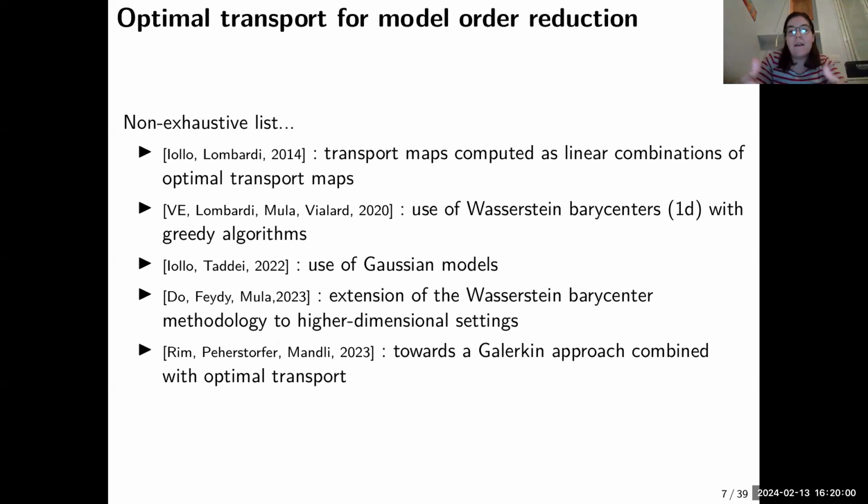Just to mention that there is a vivid activity in the field of reduced order modeling techniques using optimal transport theory. And somehow this is another contribution in this direction that I'm talking about, dedicated to electronic structure calculations.